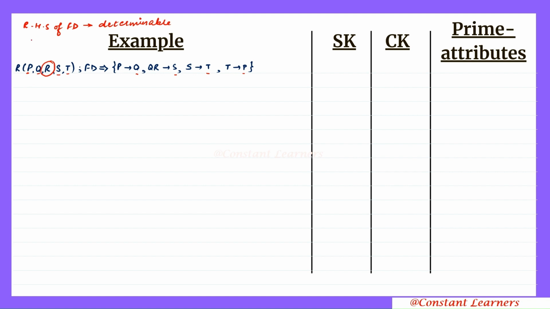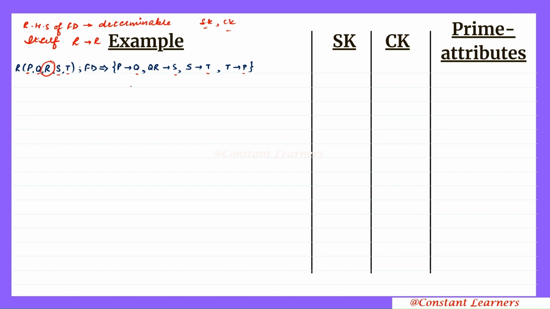Now, what do we need to worry about that? See, an attribute can determine itself as per the reflexive property. So R will be able to determine itself, right? So the first thing that we understood from here is that R will always be present in every superkey and candidate key because it cannot be determined by any other attribute, right? So R will always be present in every superkey as well as the candidate key. So we are going to start from here.